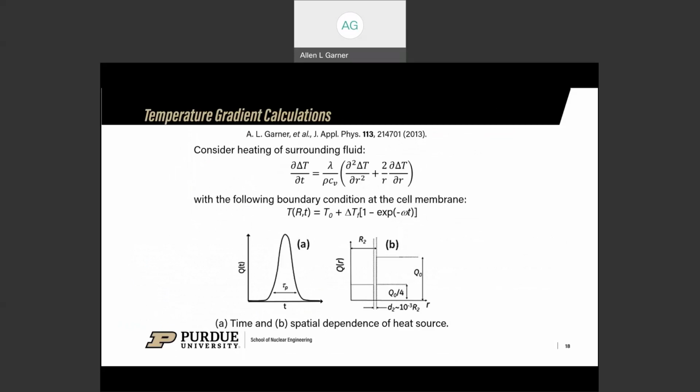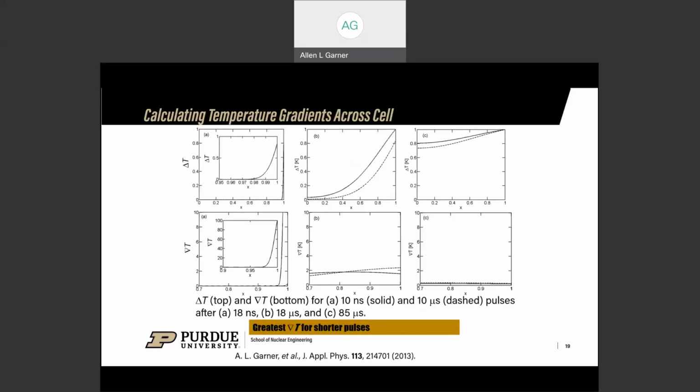And then here we're assuming a voltage divider. There's a difference in the resistance or the conductivity between the outer suspension and the inner suspension. As long as you have that, you'll get the resulting temperature gradient across the membrane. This shows you the resulting calculation in normalized units. Top is change in temperature as a function of position. 0 is the center of the cell. 1 is the outer part of the membrane. The bottom figure shows the normalized temperature gradient.